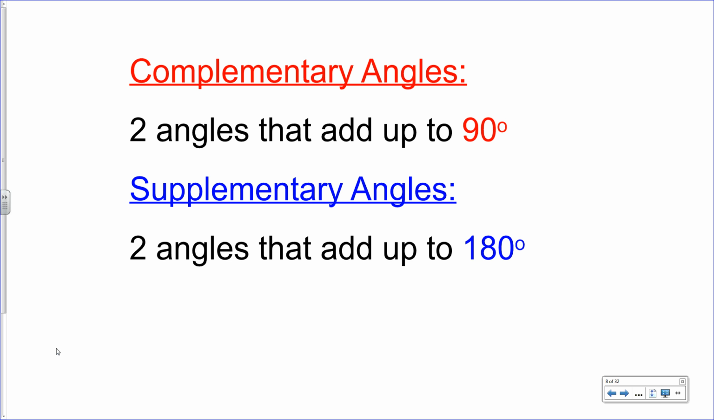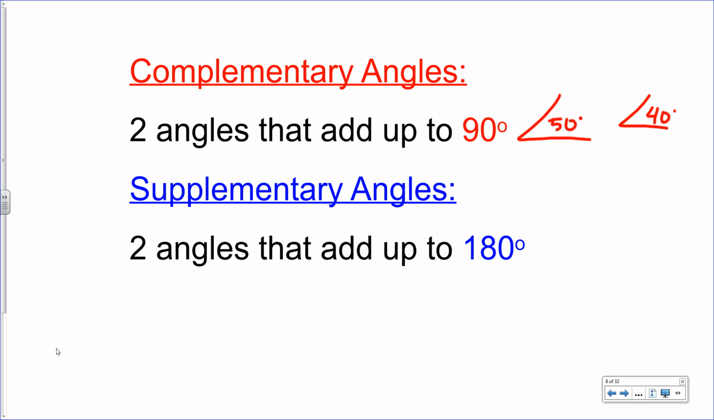Now, 90 degrees is a right angle, so if you've got one angle that's 50 degrees and another angle that's 40 degrees, those two add up to 90, so they would be complementary. Complementary angles, 90 is a right angle, so you can remember it's right to give a complement.